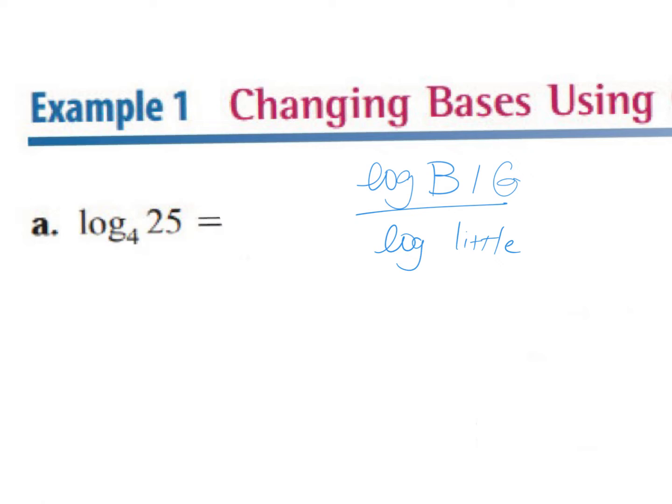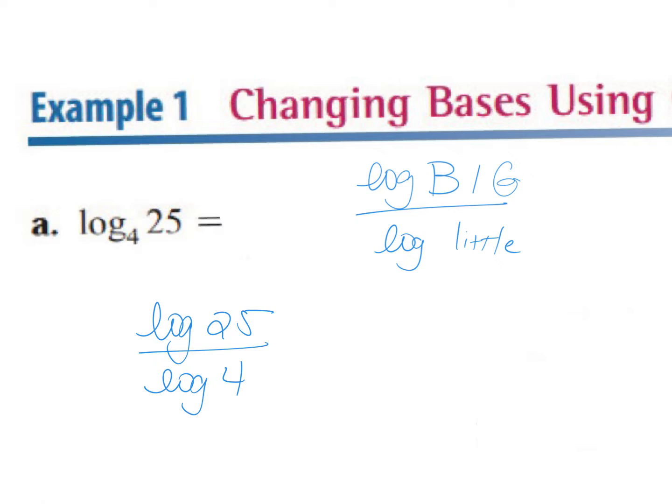Now, I'm not talking about in numerical value. When I look at log base 4 of 25, what is the bigger number? 25. It's visually bigger, right? So in your calculators, you would hit log 25 divided by log 4. It's log of the visually bigger number over log of the visually smaller number. So hit log. Everybody do it with me. Everybody practice this. This is important.